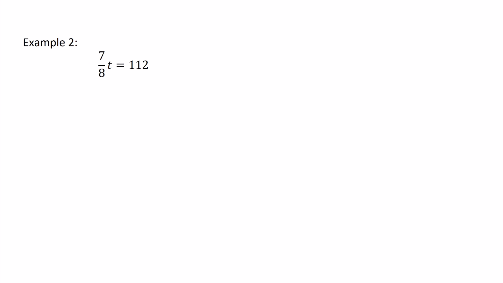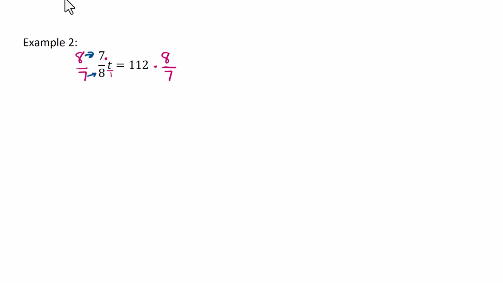So since this t is being multiplied by 7, because we can think of the t as over 1, and divided by 8, we could do the opposite by multiplying by 8 and dividing by 7. But whatever we do to one side, we have to do to the other. Some of you might be wanting to multiply straight across for your rules of fractions from way back.